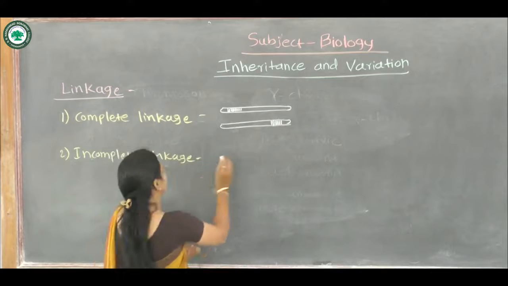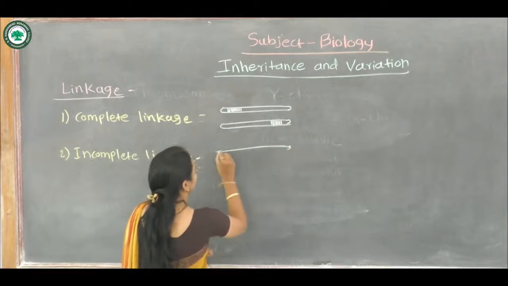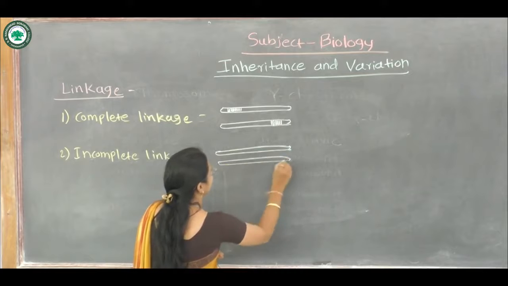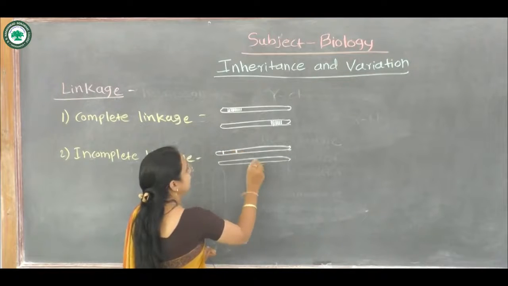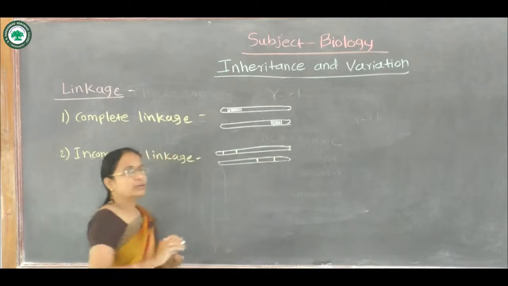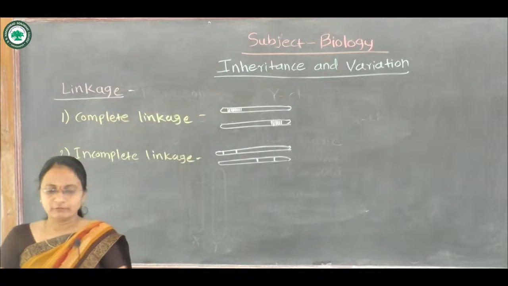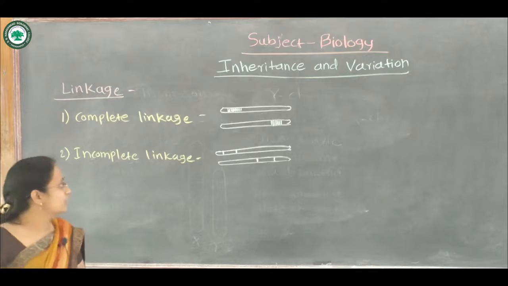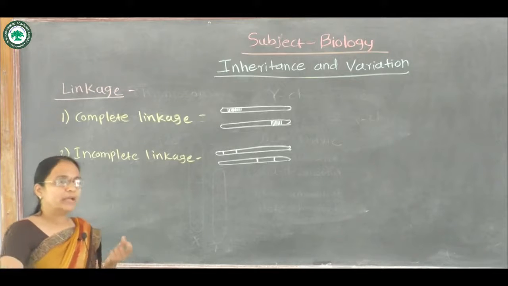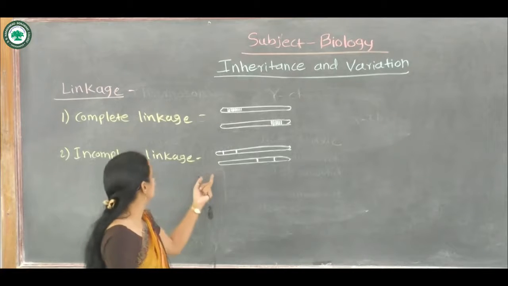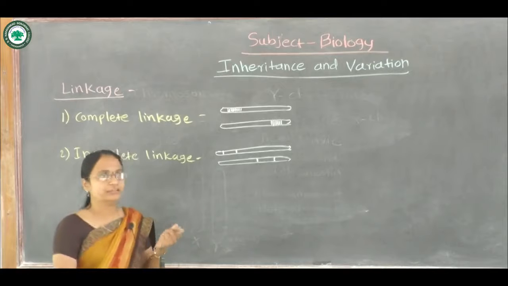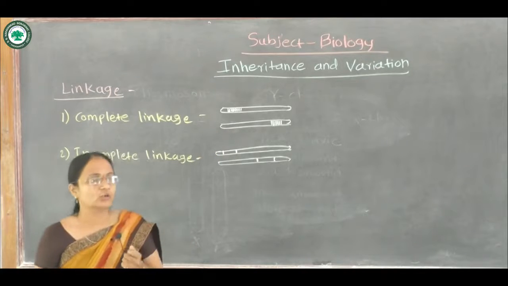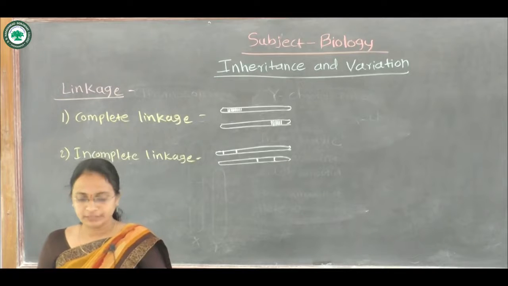And incomplete linkage means what? Suppose these are the pairs of the chromosome and here the genes are widely distributed. They are not close, they are widely distributed and they can be easily separated, or there is a maximum chance of crossing over in incomplete linkage, while in complete linkage the chance of crossing over is very low.